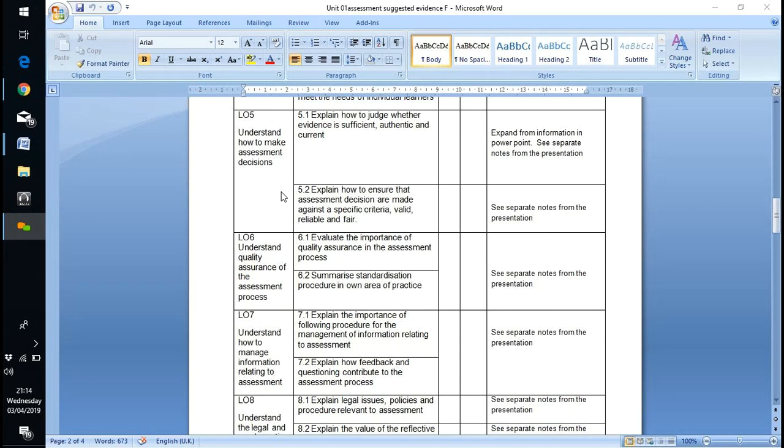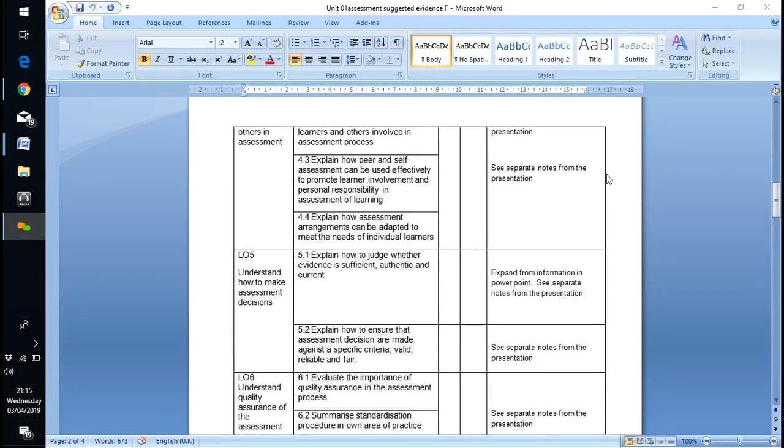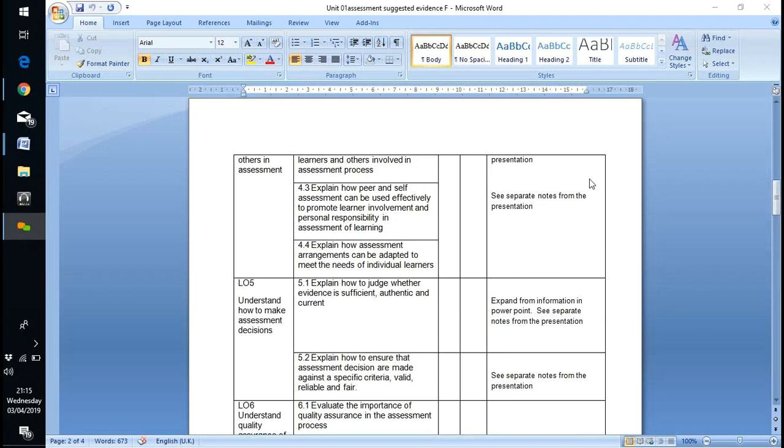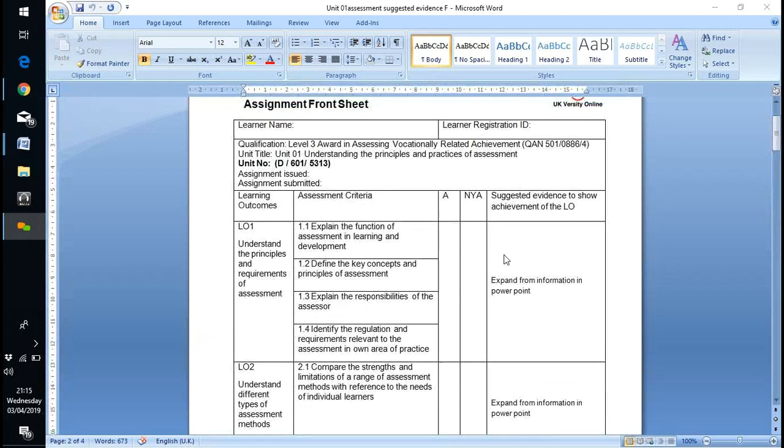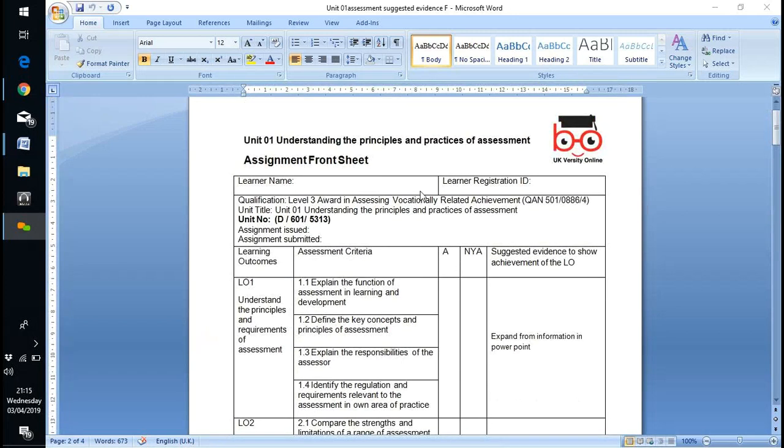5.2 is explain how to ensure that the assessment decisions are made against specific criteria and valid and reliable and fair. Now, against the specific criteria is easy. As I mentioned to you last time, as I receive your work now, I will put your name in one of these, yeah? In fact, what I'll do, I will do that now, and I can put it in your file afterwards.